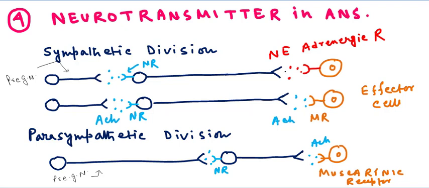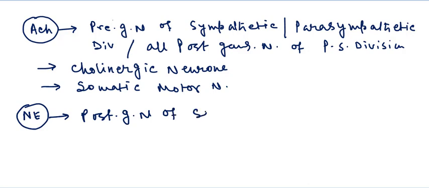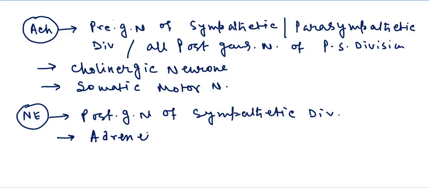But most of the postganglionic neurons of the sympathetic division secrete norepinephrine as the neurotransmitter. Norepinephrine is secreted from the postganglionic neurons of the sympathetic division. The neurons which secrete norepinephrine are known as adrenergic neurons.